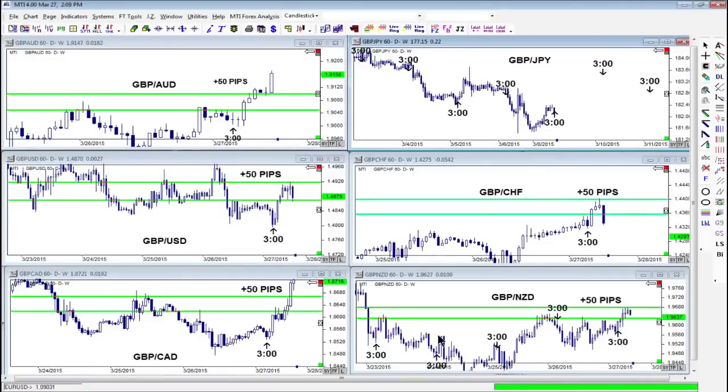These are the 6 currency pairs we're going to be utilizing: the British pound Australian dollar, the British pound US dollar, the British pound Canadian dollar, the British pound Japanese yen, the British pound Swiss franc, and the British pound New Zealand dollar. Most of you can see these are all centered around the British pound, and that's for a reason, because we are trading the London session here.